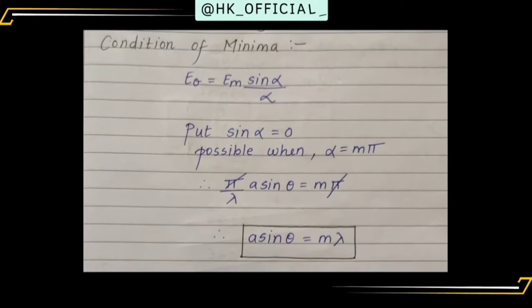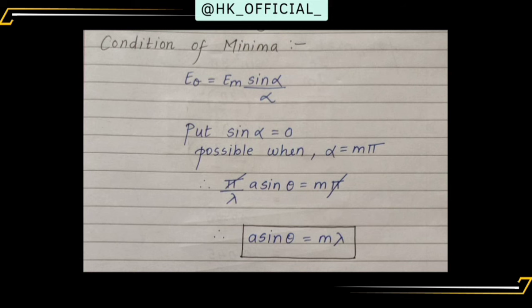Then let's see what is the condition of minima. It is E theta is equal to Em sin alpha upon alpha. The same equation we will take, but here what we will put? We will put sin alpha is equal to 0. In the previous condition of maxima we put alpha is equal to 0. Here we will put sin alpha is equal to 0. Why? When is sin alpha 0? It is possible when alpha is equal to m pi.